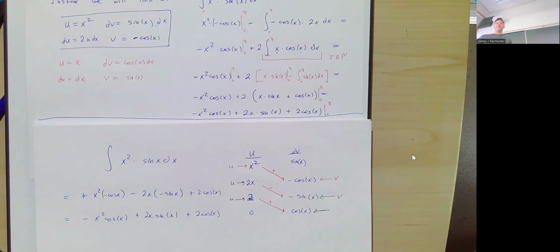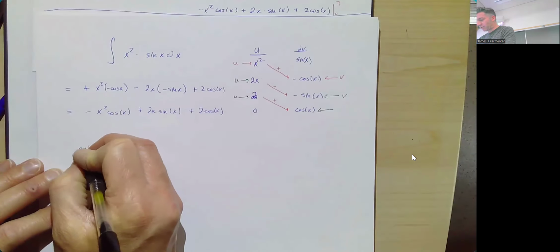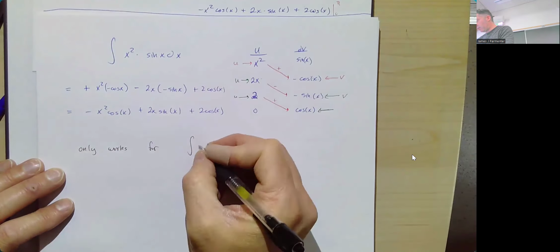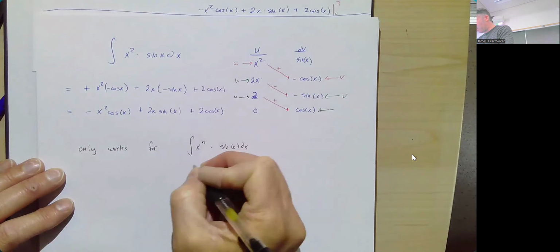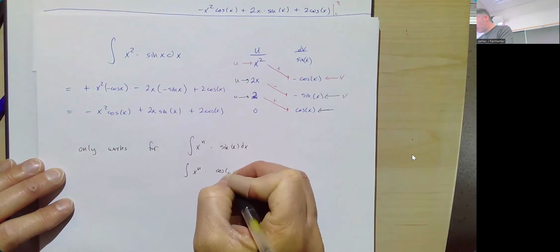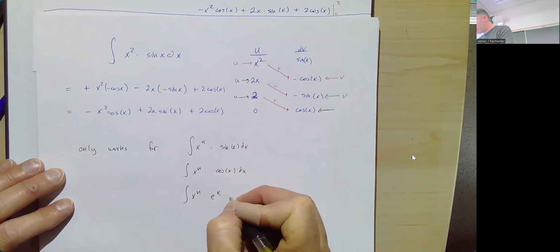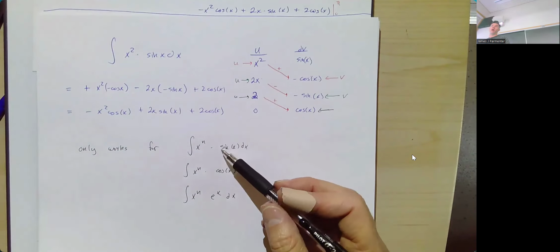I can't stress enough, this tabular integration only works for three types of integrals. I'll say them again, just because I know I've said them before. It only works for something like the integral of x to the n times sine of x, or x to the n times cosine of x, or x to the n times e to the x. You can be a little more loose with that. It doesn't have to be just the power of x. It could just be some polynomial.